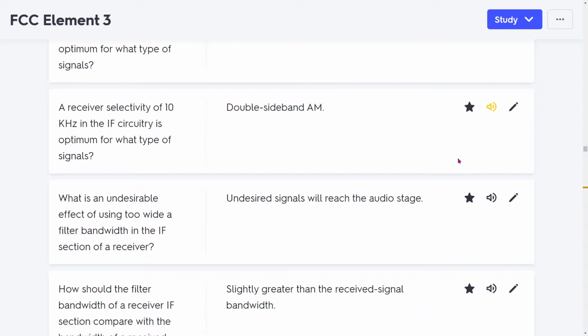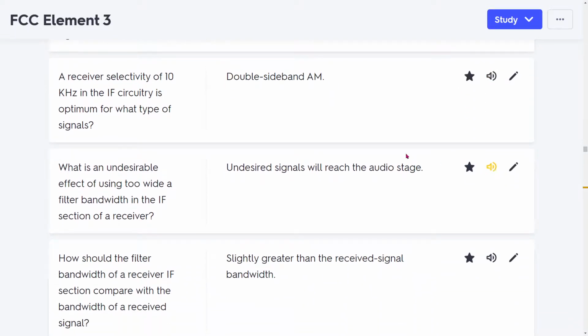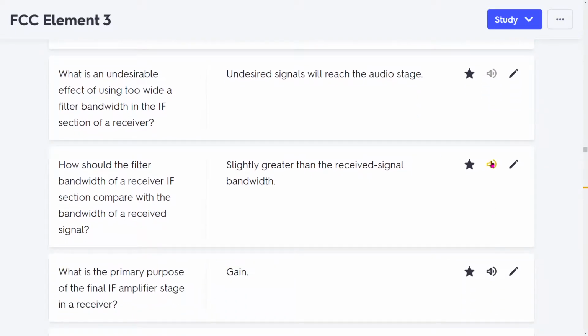A receiver selectivity of 10 kHz in the IF circuitry is optimum for what type of signals? Double sideband AM. What is an undesirable effect of using too wide a filter bandwidth in the IF section of a receiver? Undesired signals will reach the audio stage. How should the filter bandwidth of a receiver IF section compare with the bandwidth of a received signal? Slightly greater than the received signal bandwidth.